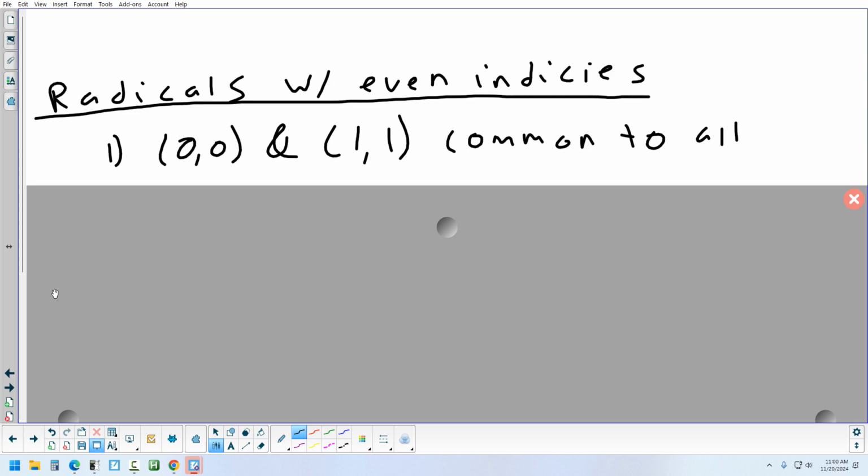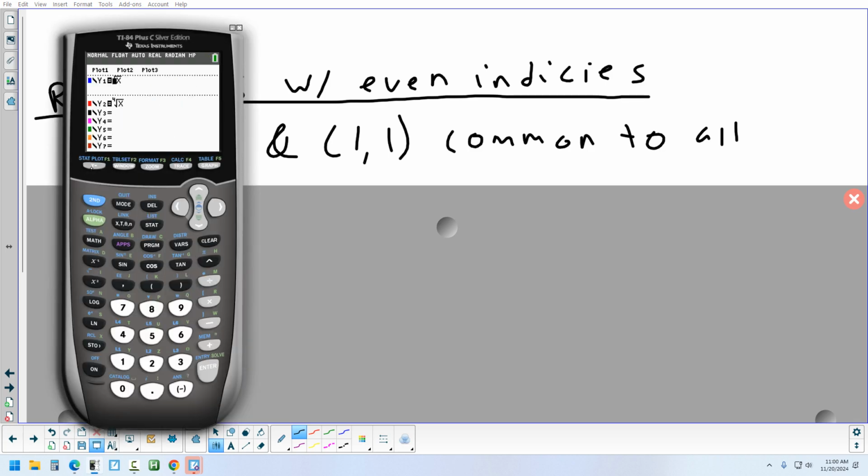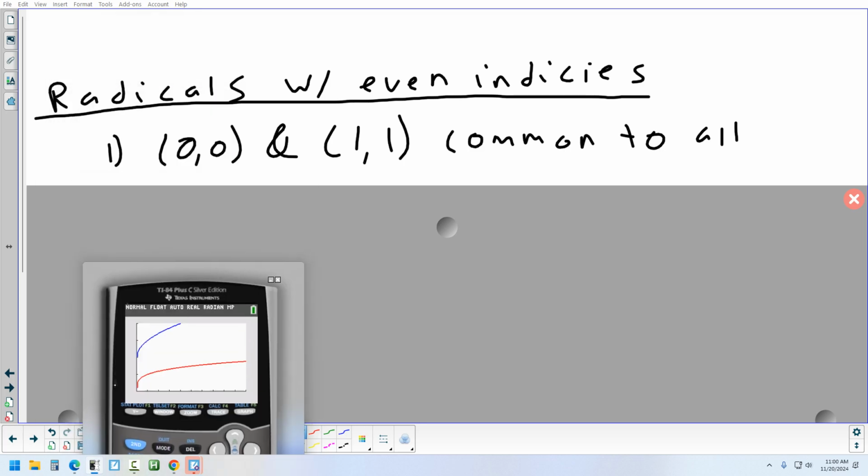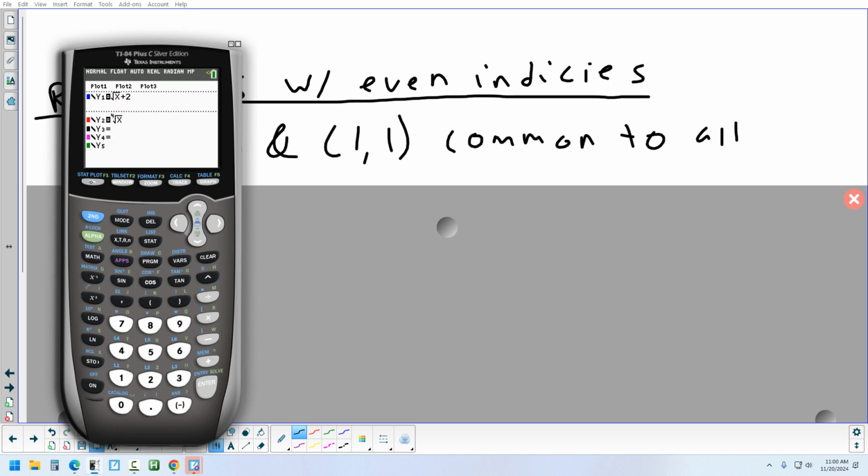If you take a graph like a square root and you do a +2 on the end, that's a vertical shift up 2. The graph is no longer going to go through the origin because you shifted it up 2 units. Okay? So when I talk about even roots going through both of those coordinates, I'm talking about the basic graph. No transformations done to it.